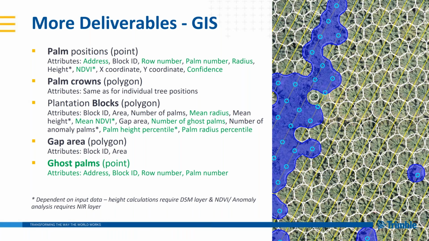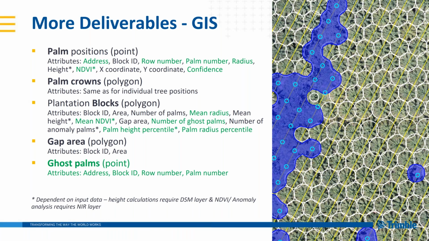Height, I do want to note with height and NDVI that these will depend on your input data. If you do not use a DSM, you cannot calculate the height of a palm, obviously. And if you're not using a near infrared enabled camera, it will not be possible to calculate the NDVI. So those will hinge on the input data that you're using. In addition, we also put out the X and Y coordinates, and we also have a confidence value. This confidence value reflects how well that palm was detected in comparison to the model.